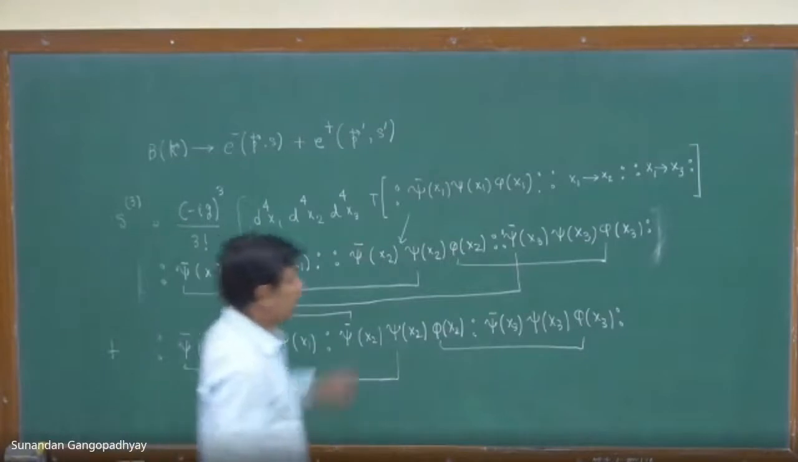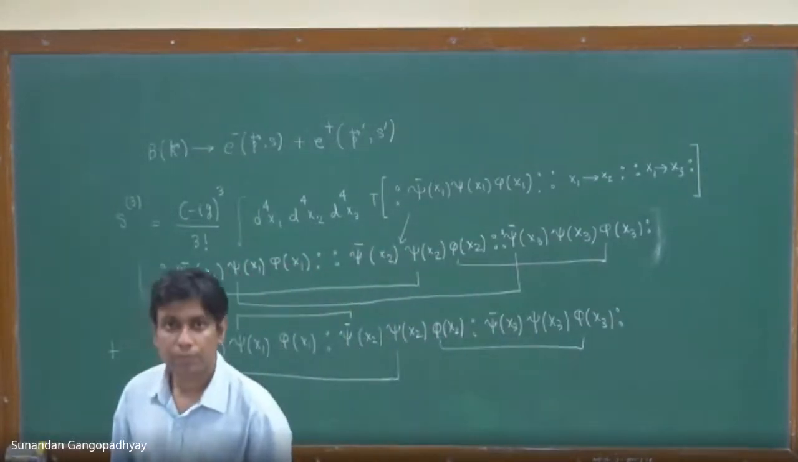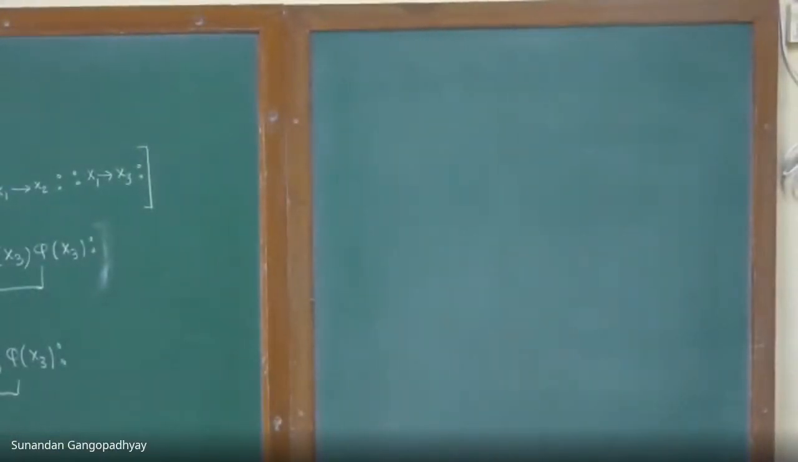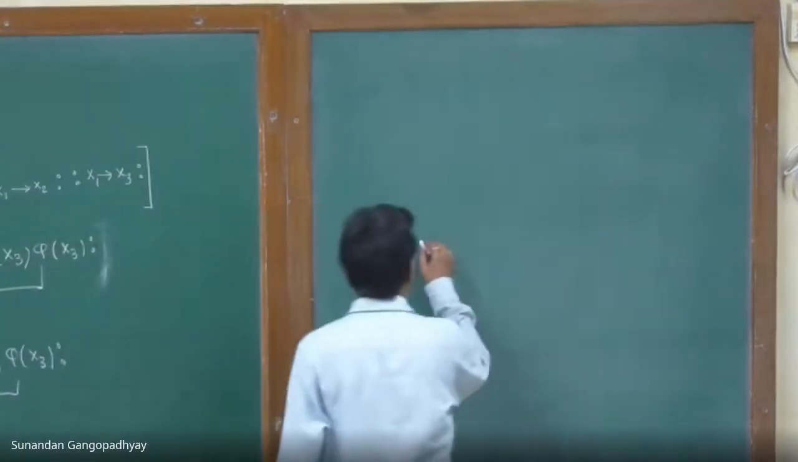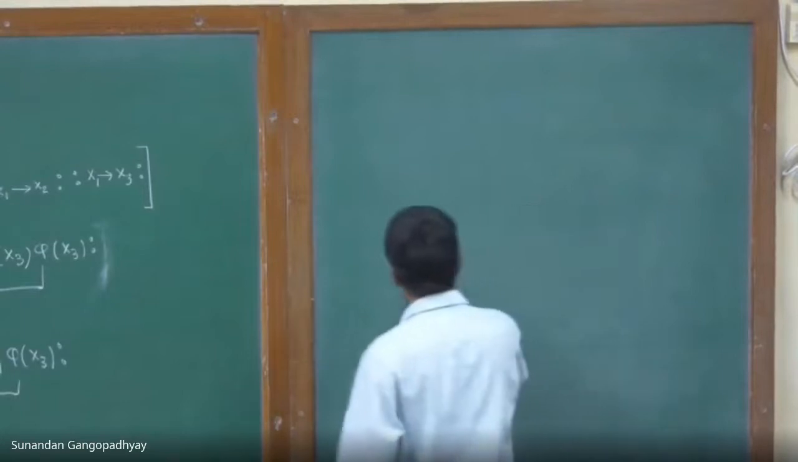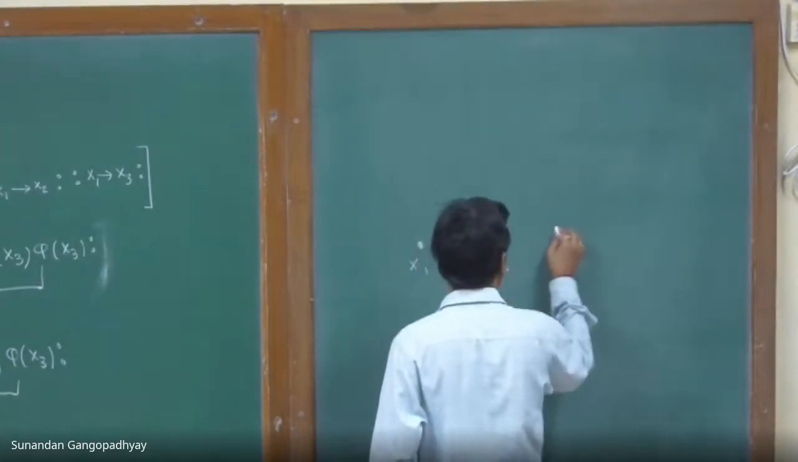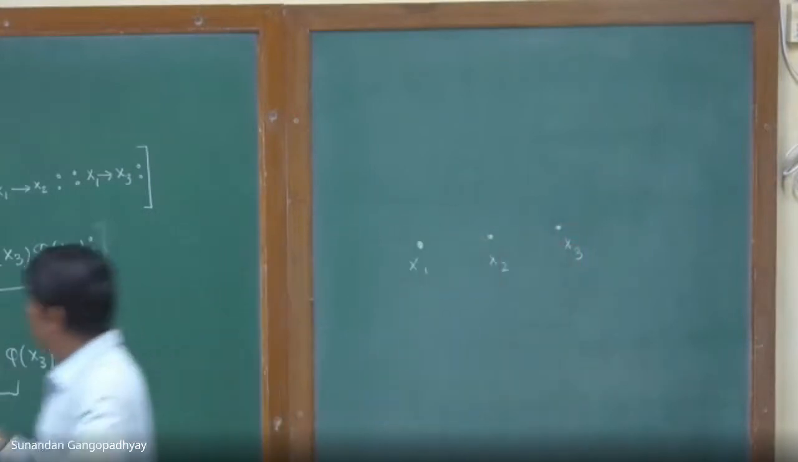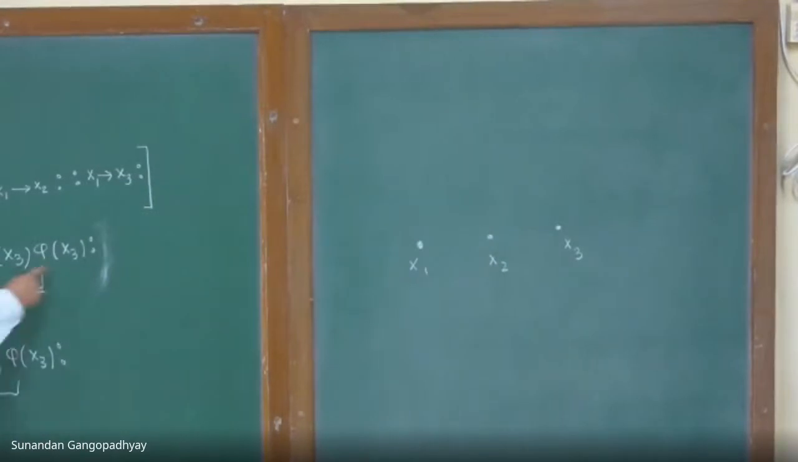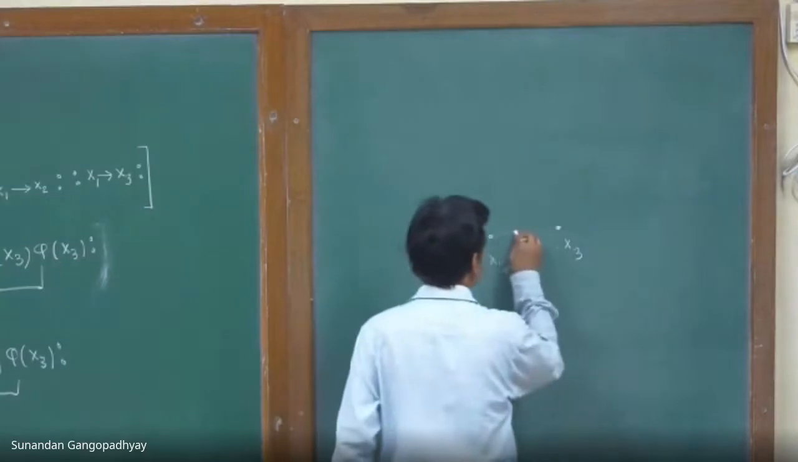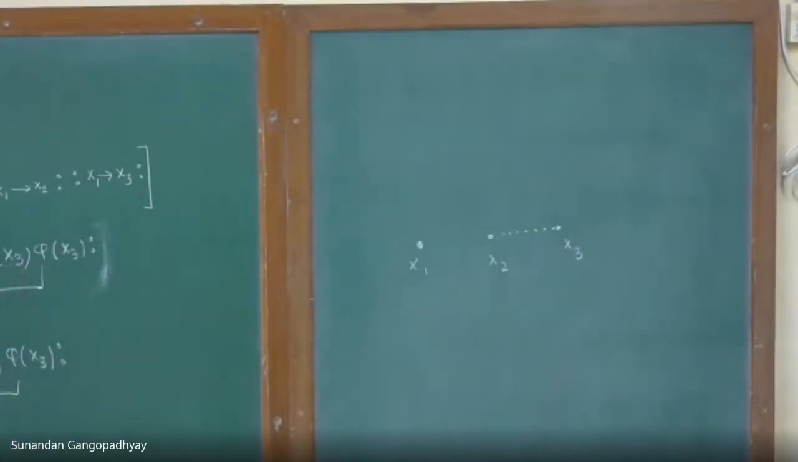So let us look at this first term, and see what it means. Here you have phi x2, x3. For the time being, let me draw the vertices: x1, x2, x3. And what do we have? We have a contraction of x2 with x3, so x2 with x3 is a propagator from x2 to x3. Then we have psi x1, and that contracts with psi bar x3. Psi x1 contracts with psi bar x3, and psi bar x1 contracts with psi x2.